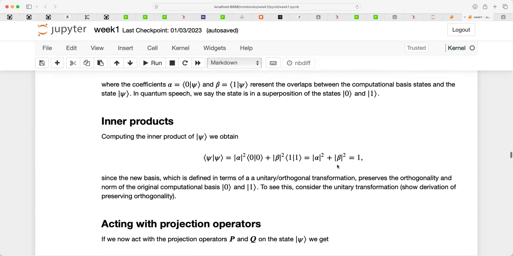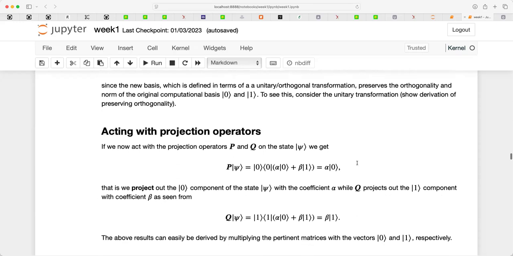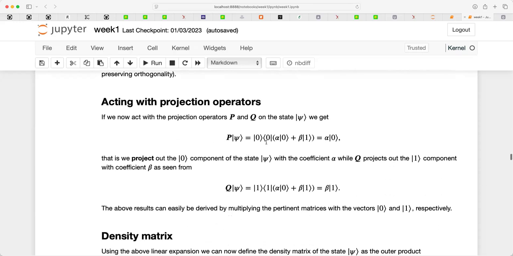Then we have inner products, and we are always expecting that this basis is normalized. So alpha squared plus beta squared is equal to 1. And then if we act with these projection operators, what we get, when this acts on this state, which is in a superposition of bit 0 and bit 1, is simply bit 0 times this coefficient alpha. And this is something I want to bring up because we're going to use that when we discuss measurements.